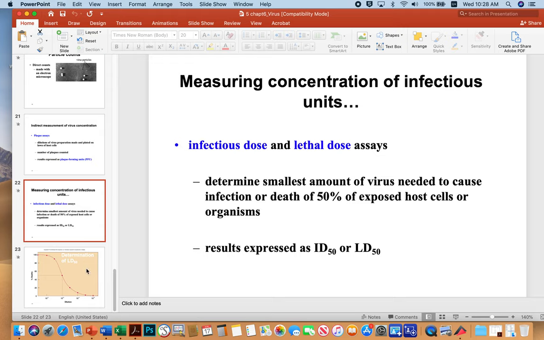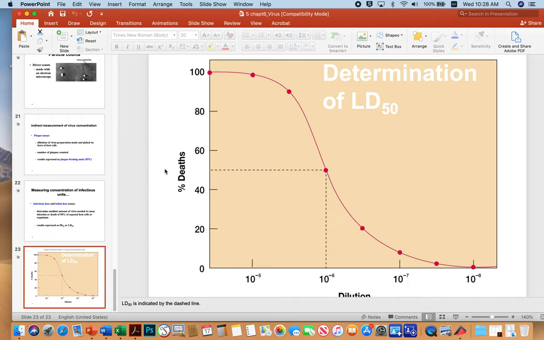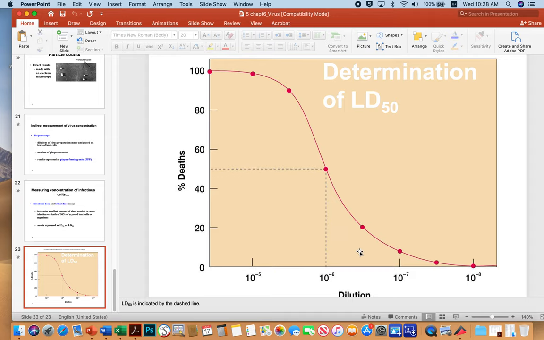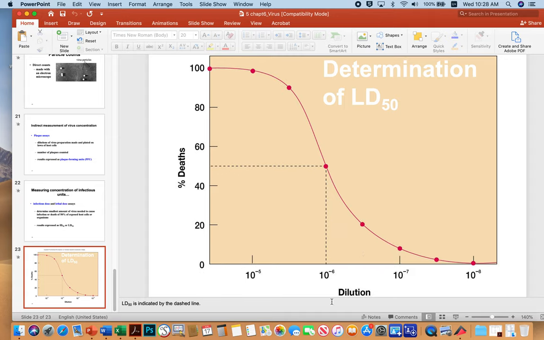And then your results are expressed as ID50 or LD50. And then you can plot the data like this. So on the y-axis here, you have percent deaths. In this particular case, your x-axis is dilution of virus. And so here, at no dilution of your virus, in this hypothetical example, you have 100% kill. At a 10 to the fifth dilution of your virus, you still get almost 100% kill. At something less than that, dilution of virus, you get a little less kill.